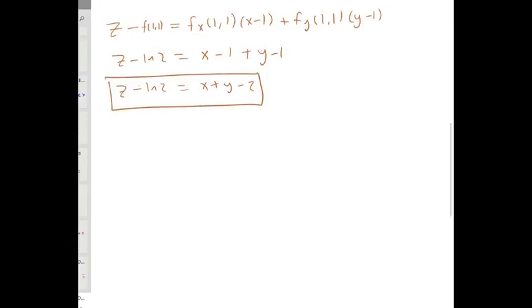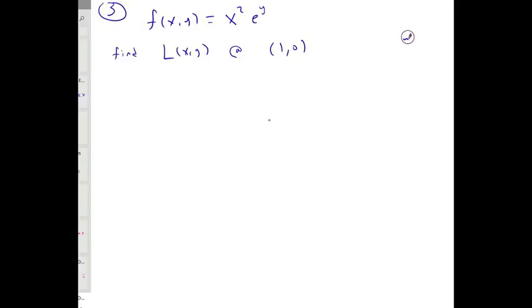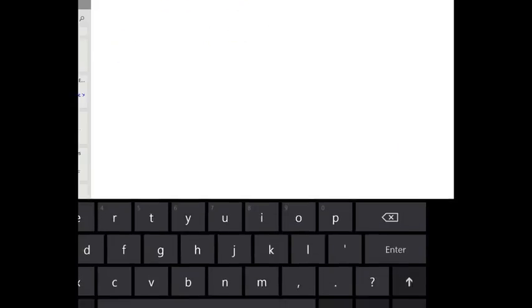So, next example, we're given f of x y equals x squared e to the y, and we're told to find the linear approximation at 1, 0. So this is the same thing we've been doing. The tangent plane equation is just the linear approximation. We've got to solve for z.